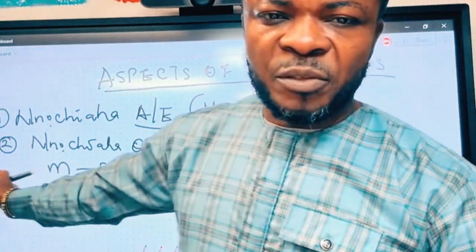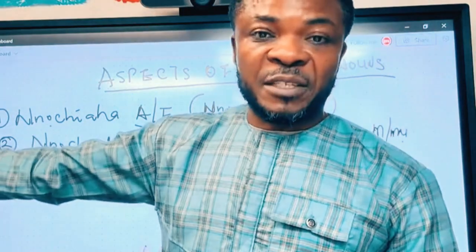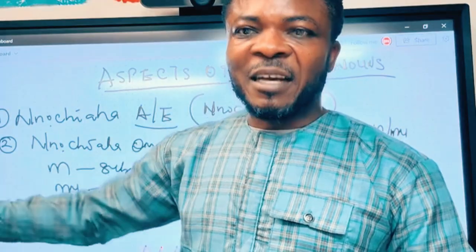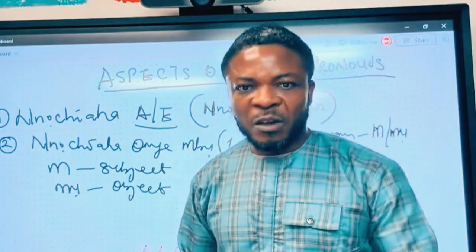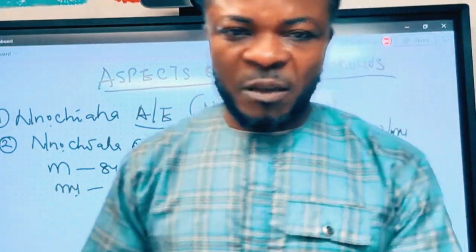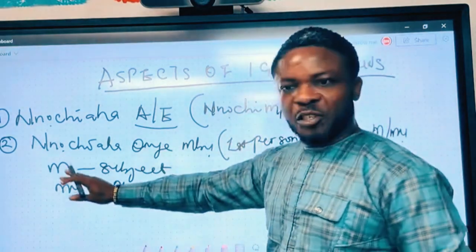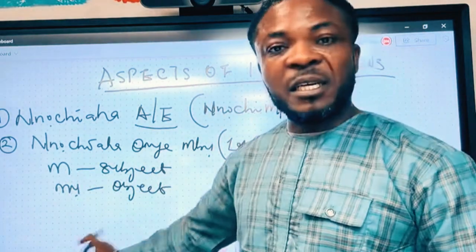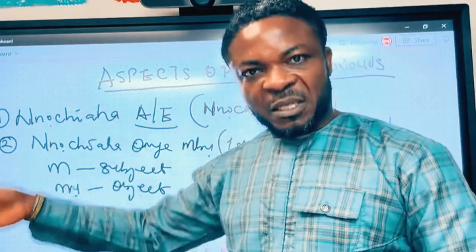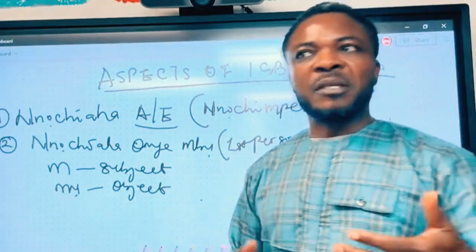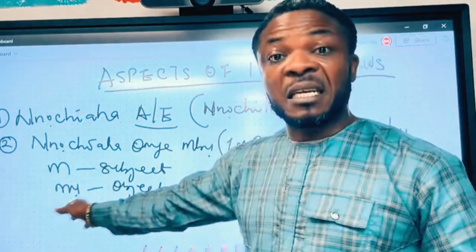when the Nnọchiaha is at the subject phrase of the sentence, like it is the person or the thing that is doing what the verb is talking about. So that is a subject. The object is the person or the thing that receives what the subject gives. It is the person or the thing upon whom the action of the subject is taken.